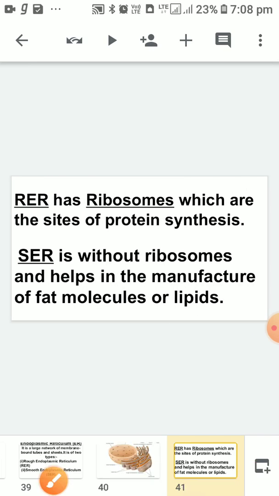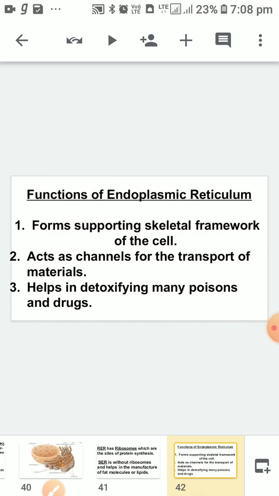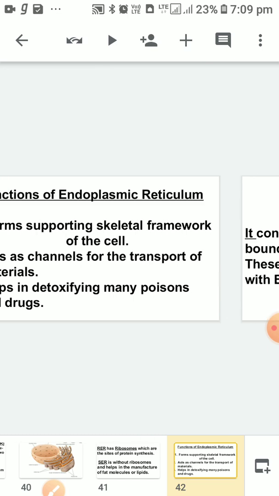Now RER, that is rough endoplasmic reticulum. It has ribosomes, which are the sites of protein synthesis. It means where photosynthesis process occurs. SER, that is smooth endoplasmic reticulum. It is without ribosomes and help in the manufacture of fat molecules or lipids. Now the functions of endoplasmic reticulum. It forms supporting skeletal framework for the cell and it acts as channel for the transport of materials. It also helps in detoxifying many poisons and drugs.